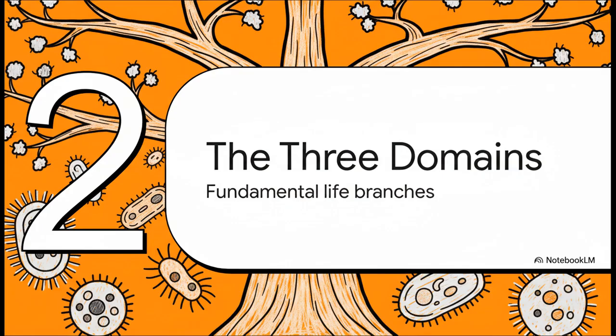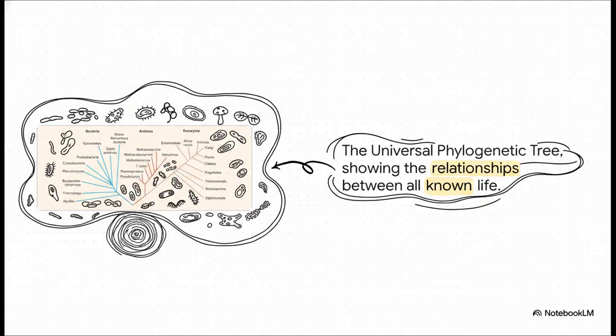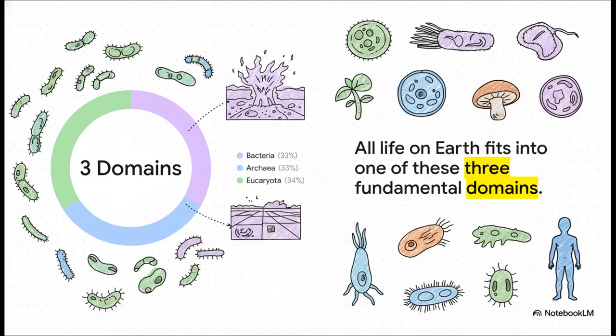Let's check them out. And here it is, the universal phylogenetic tree. I know, it might look a little complicated, but this is the map we've been talking about. Every single one of those lines is a different lineage, and if you trace them all the way back, they all meet at one single point. That's the last universal common ancestor of all life on Earth. Pretty cool, huh? So, every living thing, and I mean everything you can possibly imagine, fits into one of just three domains: bacteria, archaea, and eukaryota.